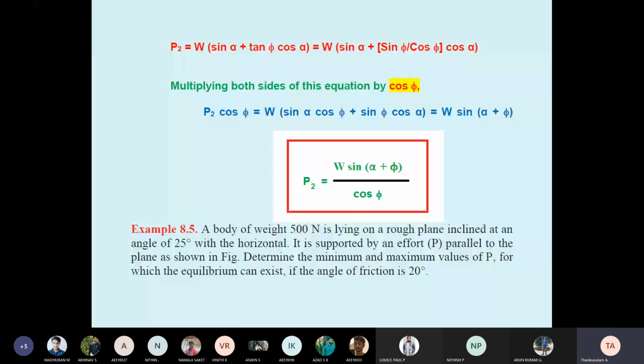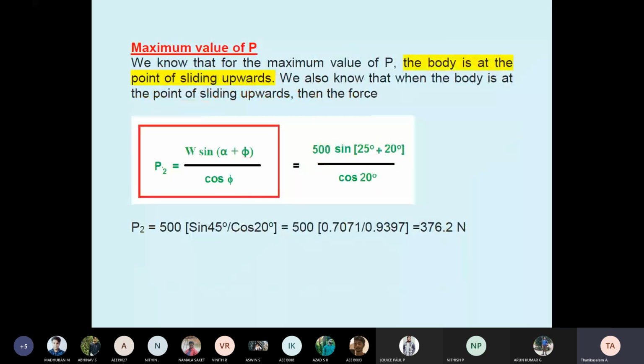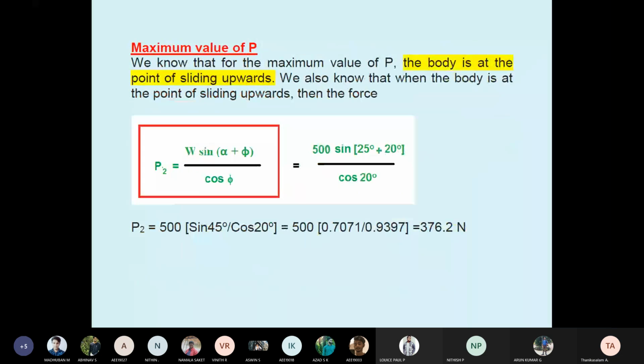Weight is 500, alpha 25 degrees, angle of friction phi 20 degrees. Therefore 500 sin(25 minus 20 degrees) divided by cos 20. The final answer is 46. Now the maximum force.